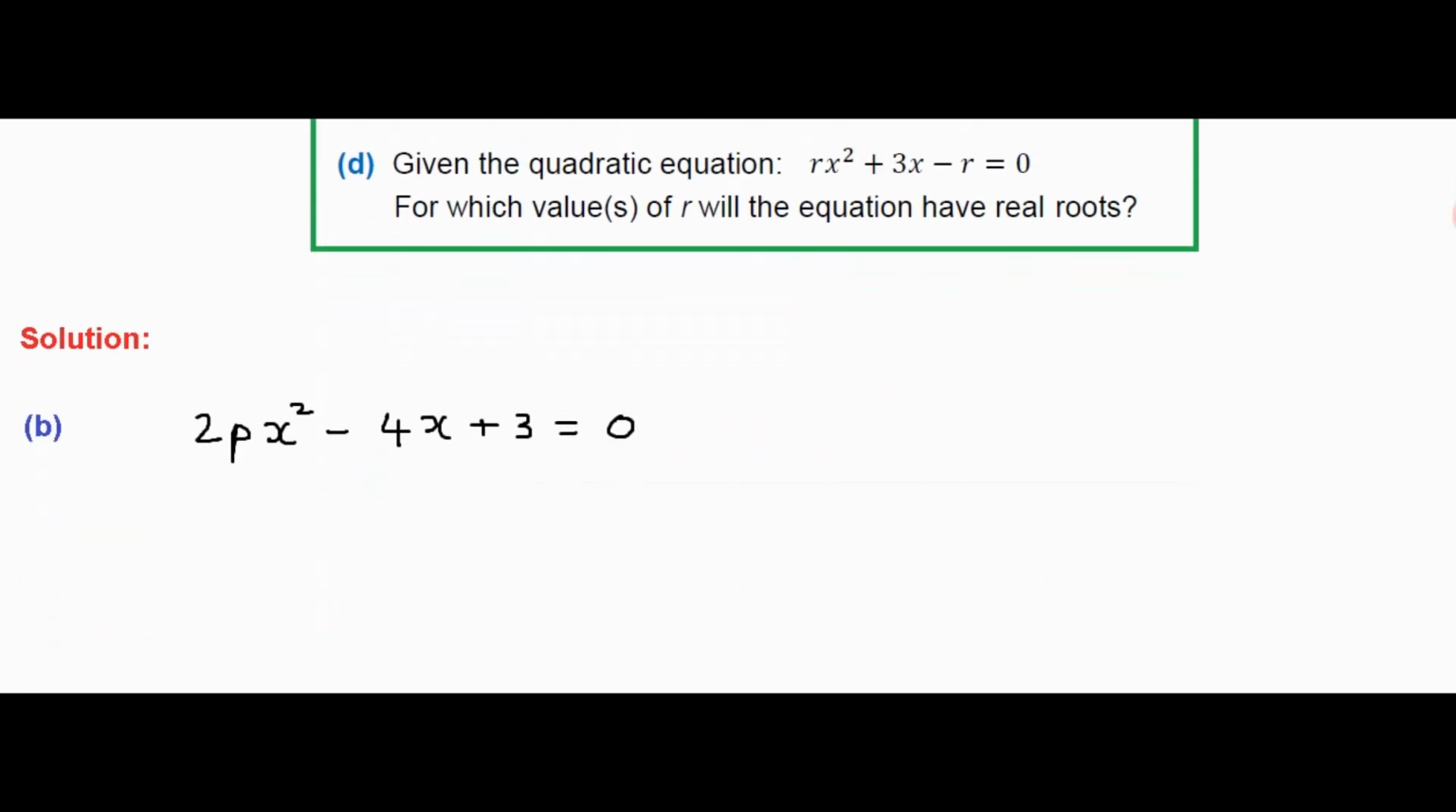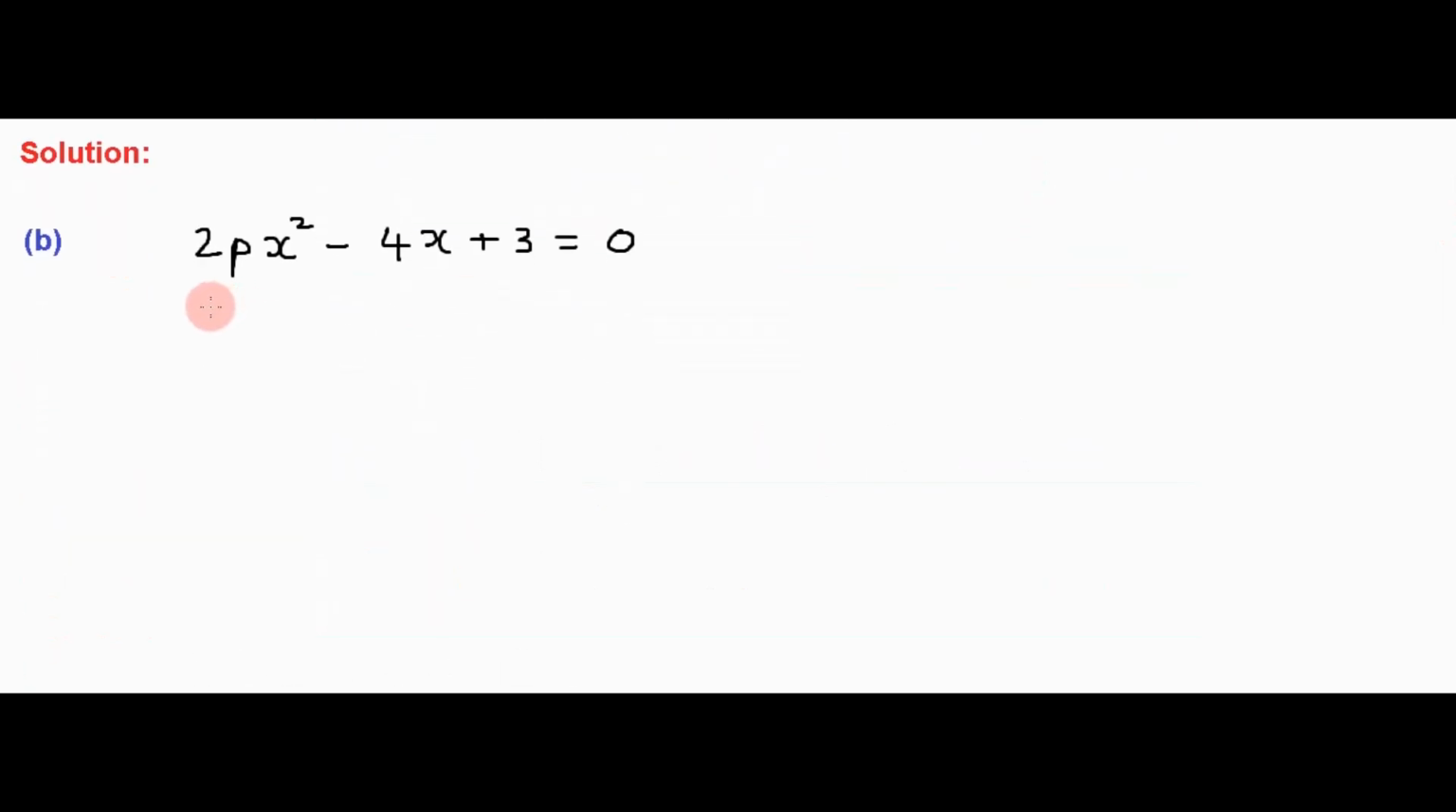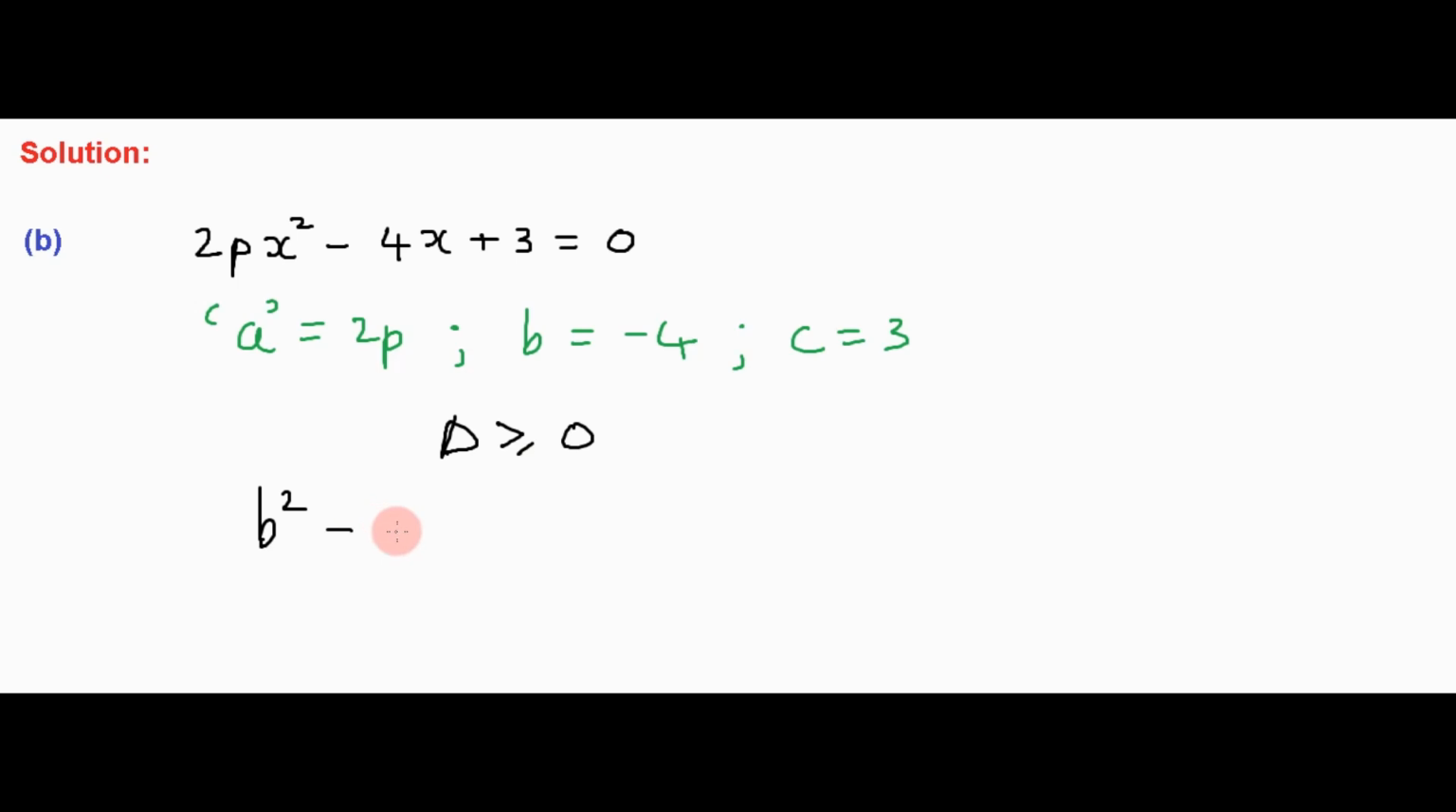So let's do that. We first want to write down the values of A, B, and C. So A is going to be 2p. B is going to be negative 4. And C, of course, is 3. And we said that delta can be greater than or equal to 0. So b squared minus 4ac must be greater than or equal to 0. So we can substitute in. b squared will be negative 4 squared, minus 4ac, so 4 times 2p times 3.